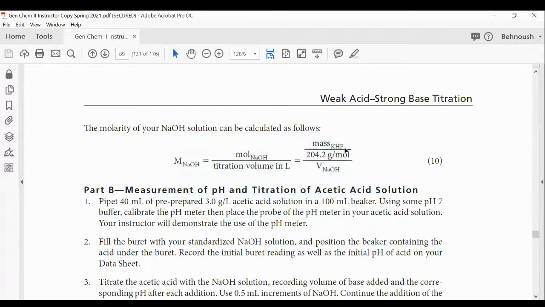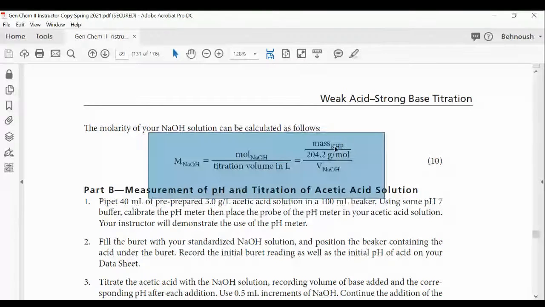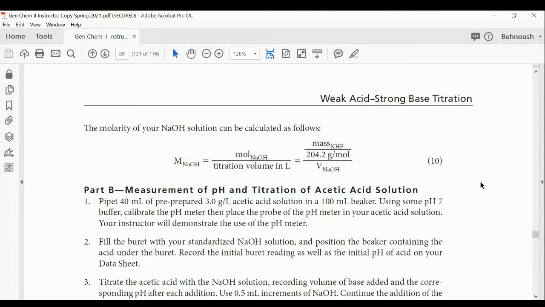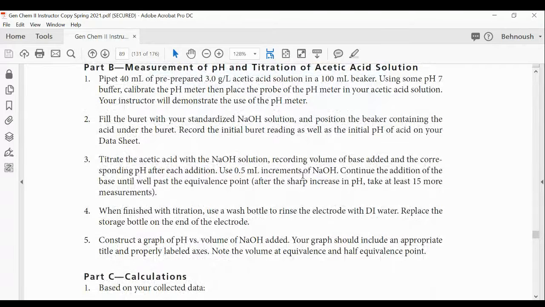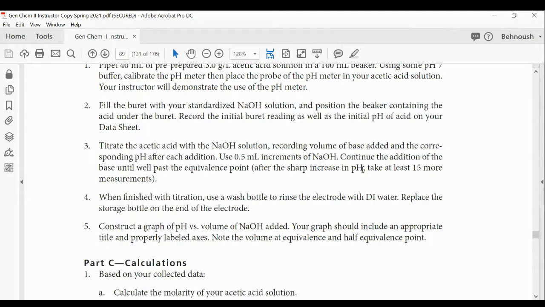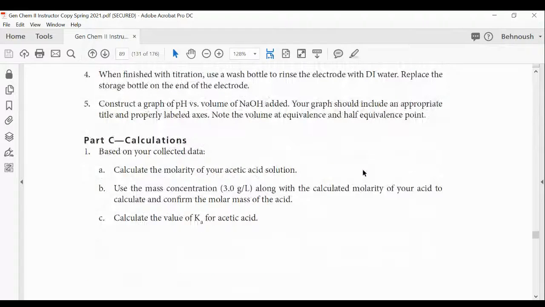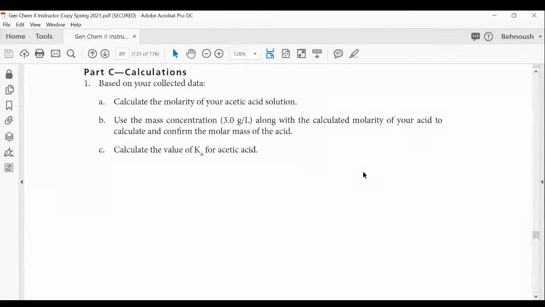This is the molar mass for KHP. KHP is not potassium, hydrogen, phosphorus. It is a phthalate, an organic acid. So the molar mass is 204. And you find the molarity for sodium hydroxide. And then you are going to use that sodium hydroxide with the known molarity. At 0.5 milliliter increments, you record the pH, you plot the graph, and from the graph, you're going to find the Ka value.